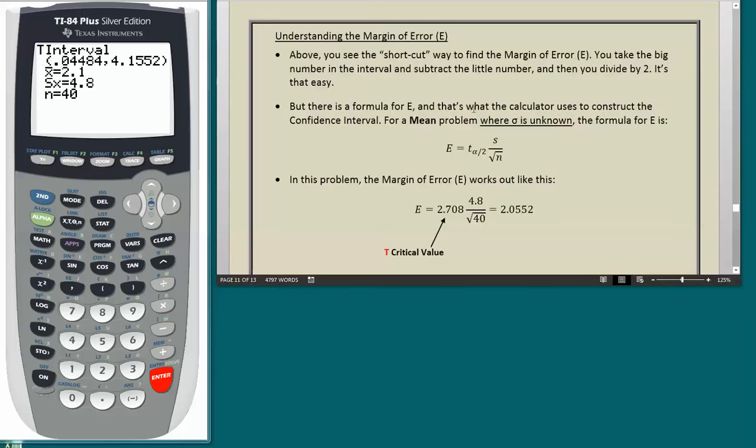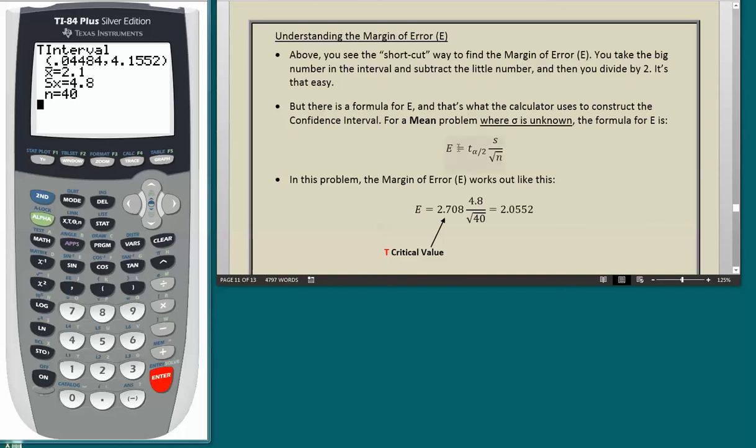So now we're going to look at how we would calculate the margin of error if for whatever reason we were not able to do the shortcut. If there's an assignment that requires us to use the formula, we'll see how to do it. So above we see the shortcut way to find the margin of error. But there is a formula, and that's how the calculator constructs the confidence interval. It uses the formula for E, and it calculates E, and then it does the rest that it needs to do to create the confidence interval.